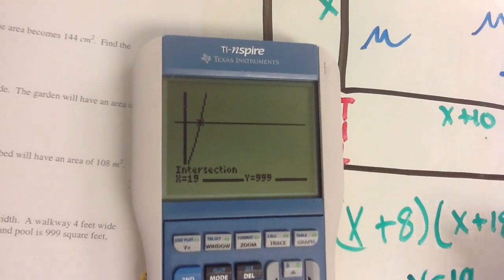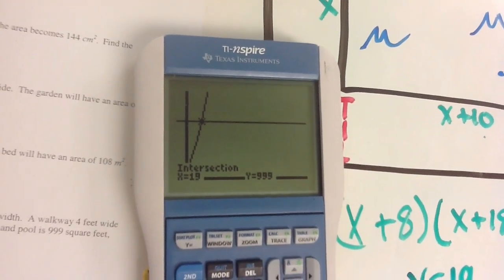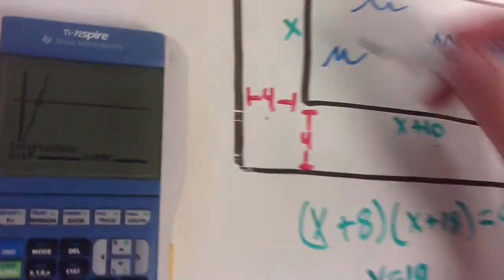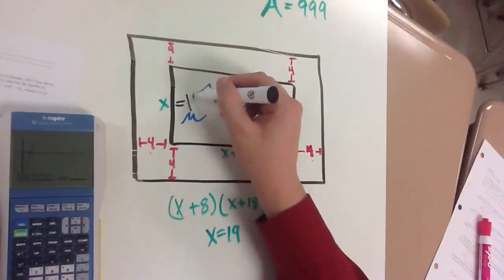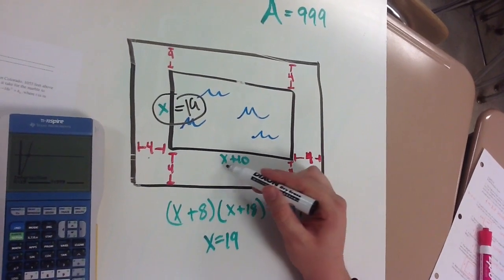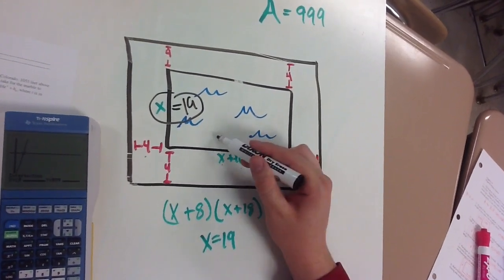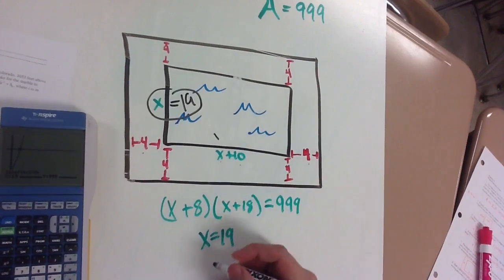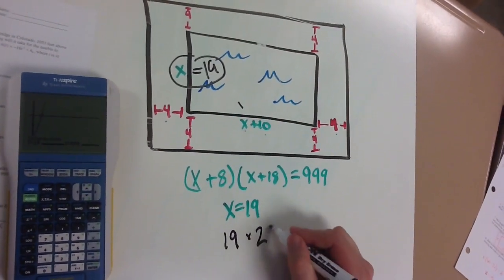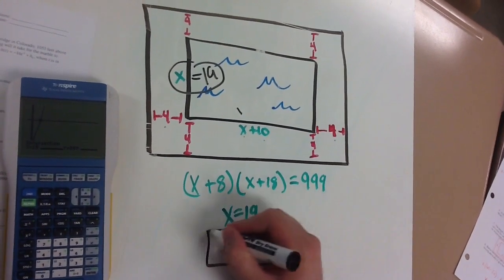So when I look at this and I plug this back in, we're not quite done yet. If you look here, I know that one of them is going to be 19. My x is 19 there. I actually have to plug 19 in here. So 19 plus 10 is going to be 29. So my dimensions are going to be 19 by 29. And that will be my final answer.